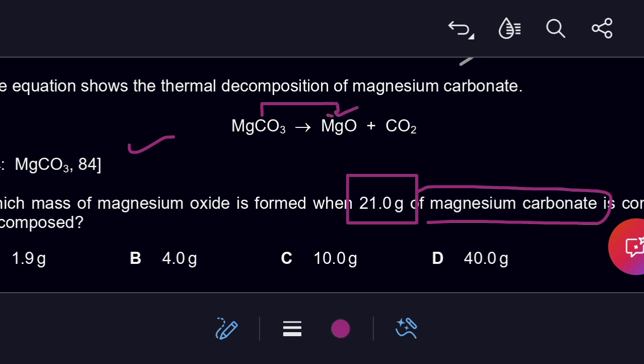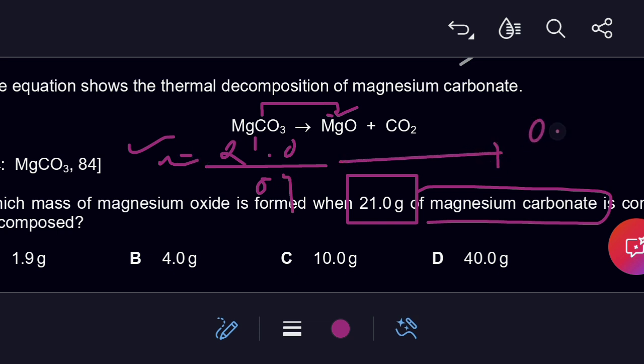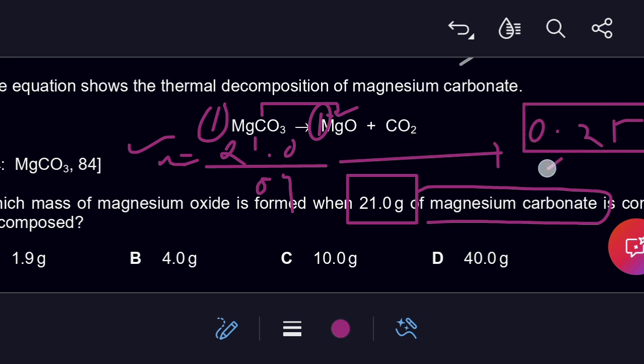We have 21.0 grams of magnesium carbonate. Take out its moles by dividing it by its MR. Number of moles is equal to mass upon MR, that is 21 upon 84. So the answer that is coming is 0.25. So the first step is to calculate the number of moles of the given mass. Then the second step is to apply the mole ratio, that is 1:1 in this question. So similar moles for magnesium oxide, 0.25. Multiply it by its MR, because number of moles into MR is equal to mass, so it is 40 grams per mole, and the answer that is coming is 10.0.